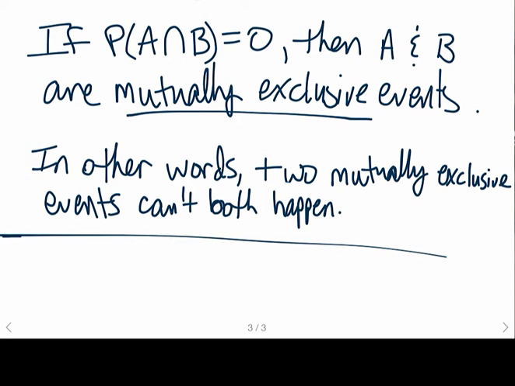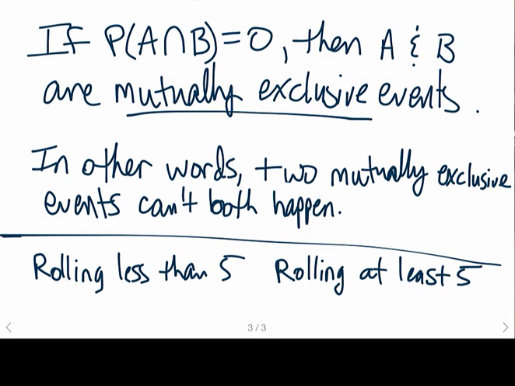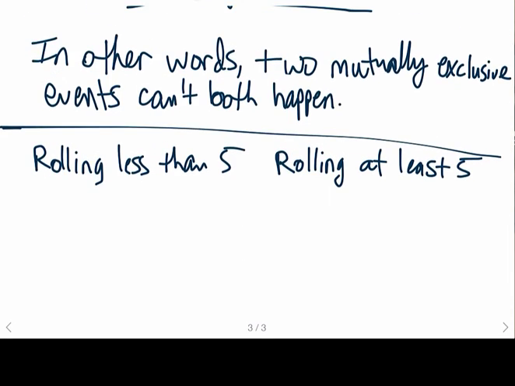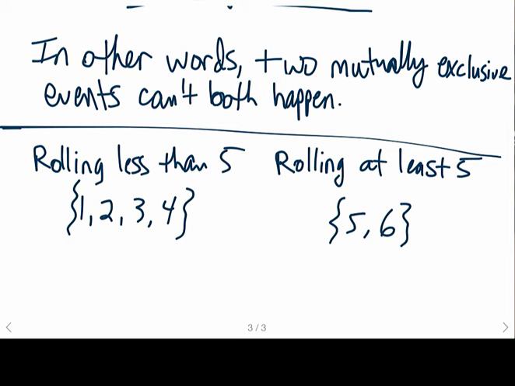And then considering something like rolling less than 5 and rolling at least 5 are said to be complementary events. See, rolling less than 5 would mean 1, 2, 3, or 4, right? Rolling at least 5 would be 5 and 6. And as you can see, they're clearly mutually exclusive, and they represent the entire sample space. And so rolling less than 5 and rolling at least 5 are said to be complementary events.